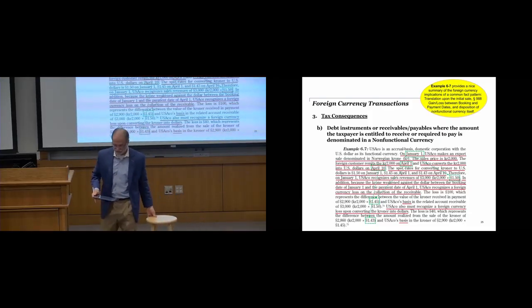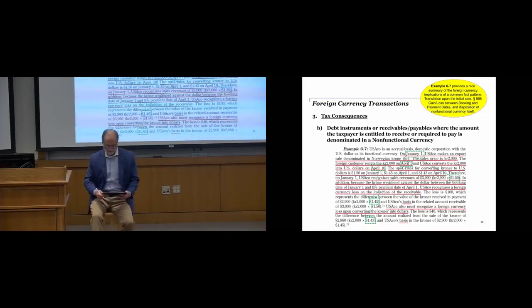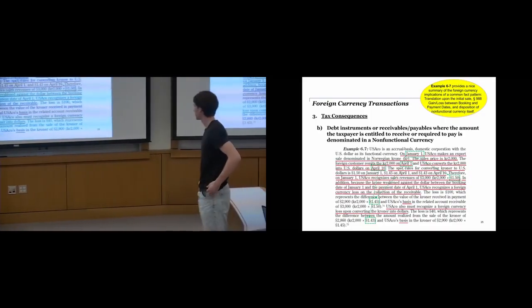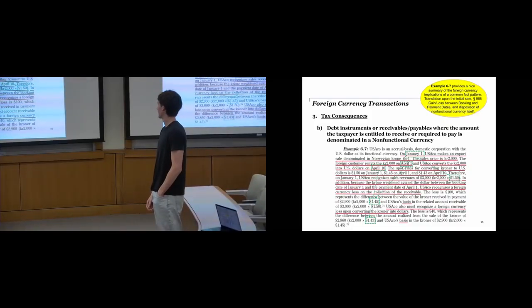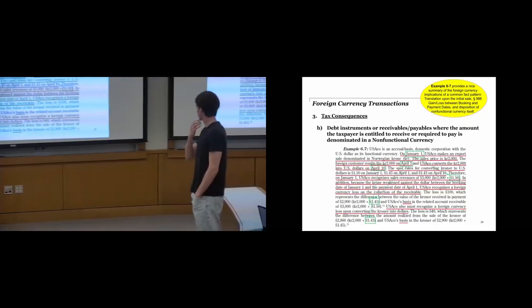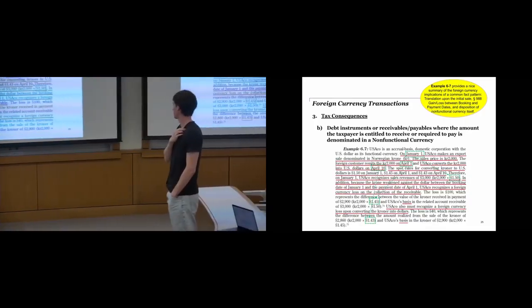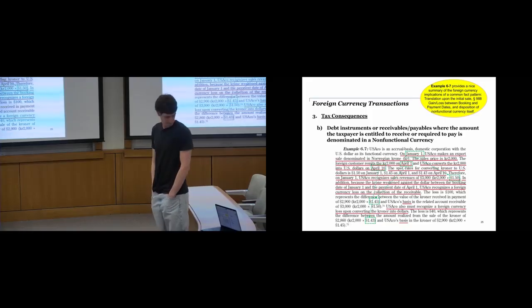Got a lot of words, but it's not as bad as it looks. USACO is an accrual basis domestic corporation with the U.S. dollar as functional currency. On January 1st, USACO makes an export sale denominated in Norwegian krone. The sales price is 2,000 krone. The foreign customer remits the 2,000 krone on April 1st. And USACO converts the 2,000 krone into U.S. dollars on April 10th. So I put boxes around.